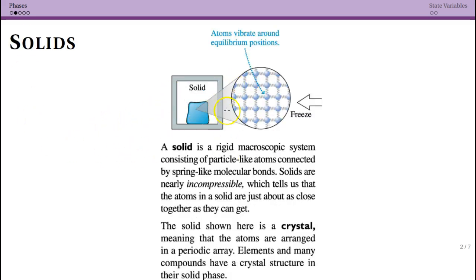For a solid, we're going to assume that every atom or every molecule, we're not really going to distinguish between them right now, is connected by a spring-like bond to every other, and this is effectively a crystal. So at least for intro physics, we're going to assume that every solid is a crystal where you have this sort of regular spacing, a periodic array. And we're going to assume that it's incompressible, meaning that you can squeeze it and it really stays the same size, the same shape. So that's what our solids are always going to look like.